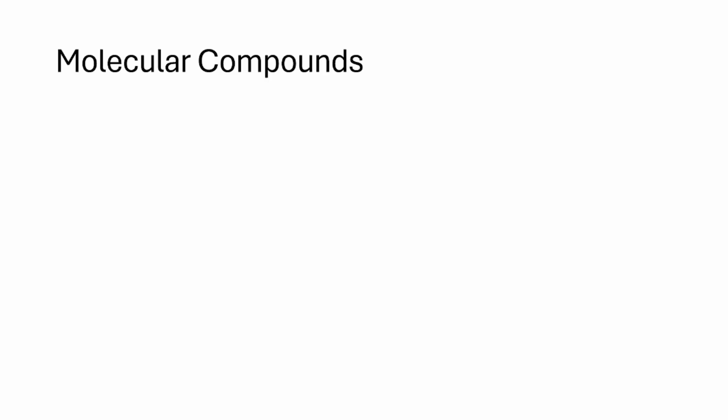Atoms form these compounds to achieve a stable electron configuration. It's kind of like how you want to get an A on your test, so you study with your best friend. But in chemistry, studying is the bonding, and the A is achieving that stable configuration.